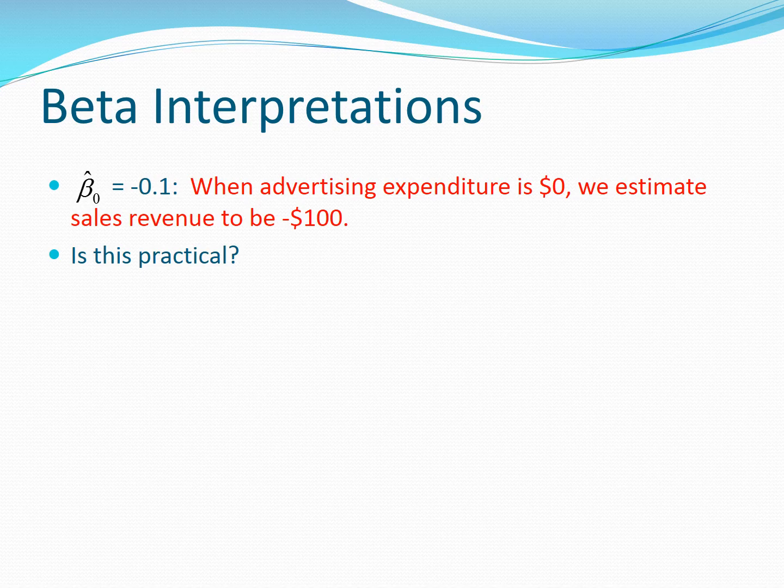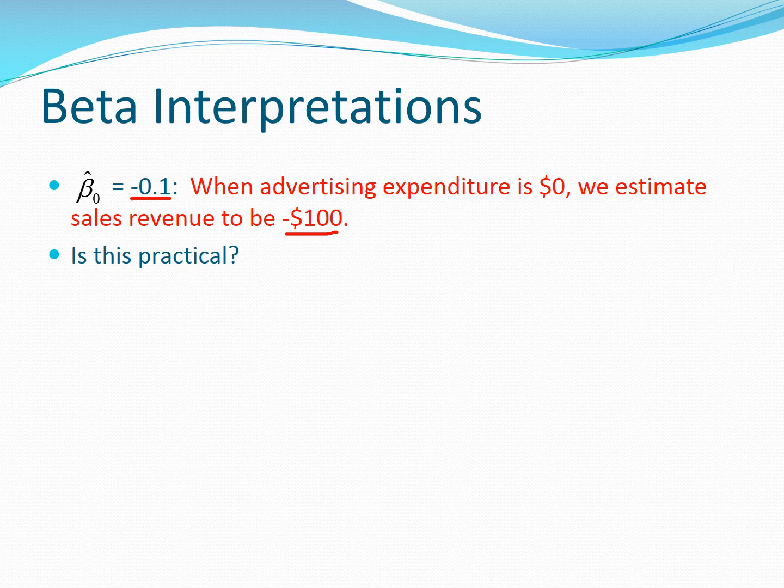Why is it negative 100? Because remember, sales revenue was in thousands of dollars. What's negative 0.1 in thousands of dollars? Negative $100. A lot of times when you're interpreting y-intercepts, you might be looking and thinking, what? That's crazy. Negative $100, is that possible? Sales revenues can be negative. What if you have a whole bunch of returns?